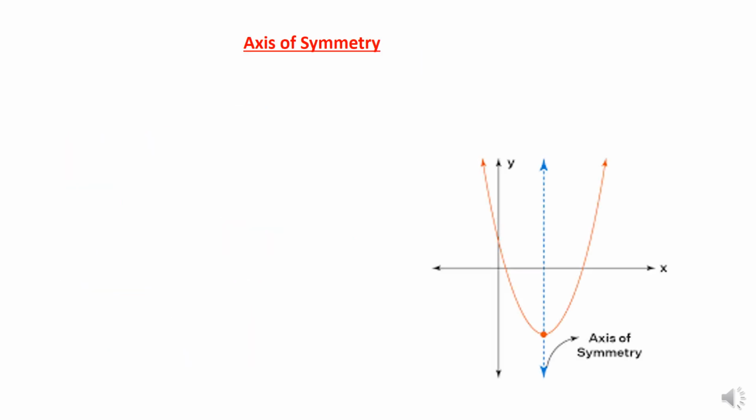Now let's talk about the axis of symmetry. The axis of symmetry of a curve C is a vertical line that divides a curve into two mirror images.